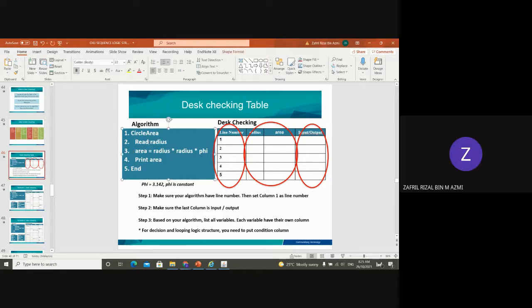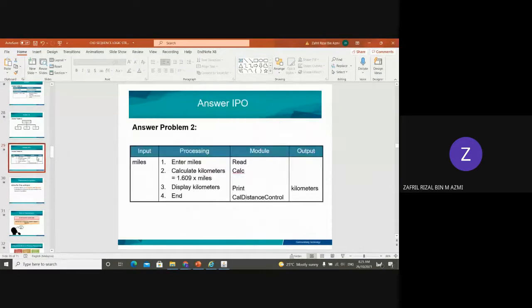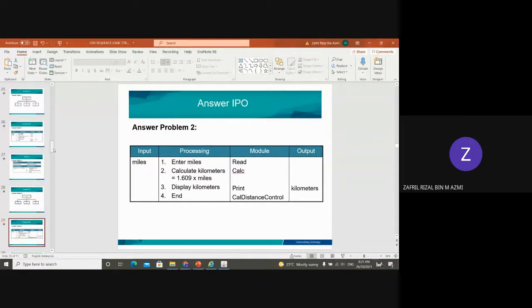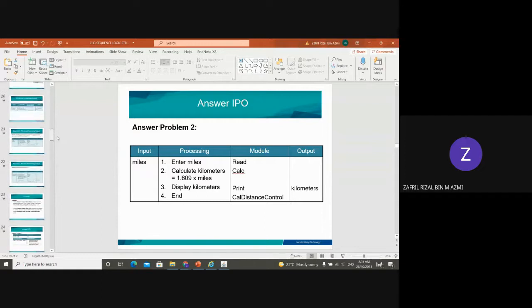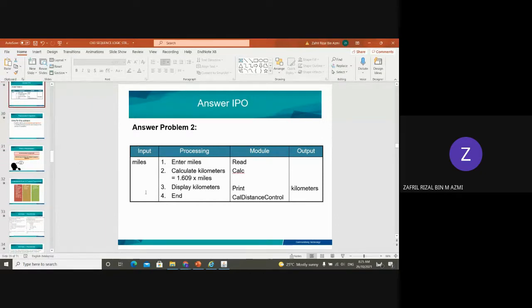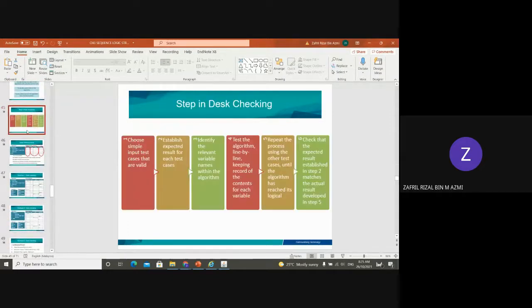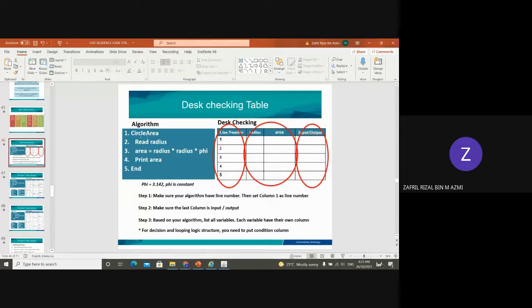For input, you look at the keyword. Read radius. Or you may refer back to your IPO and look at which one is the input. Is there area? There isn't. Look at this part over here. If there was area over here, for example, then it would be input. So pick a random number for input. In this case only one, so it's easy. Just choose any number, only one number.